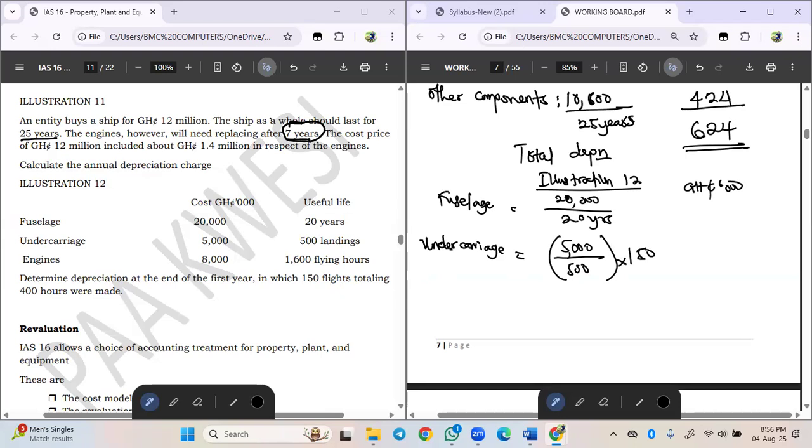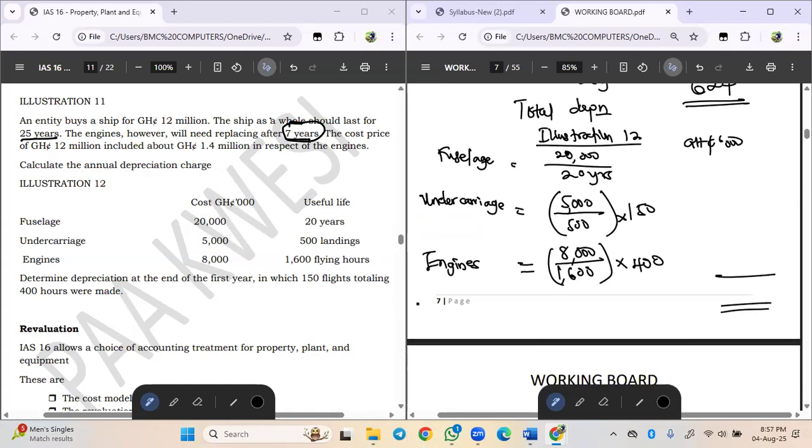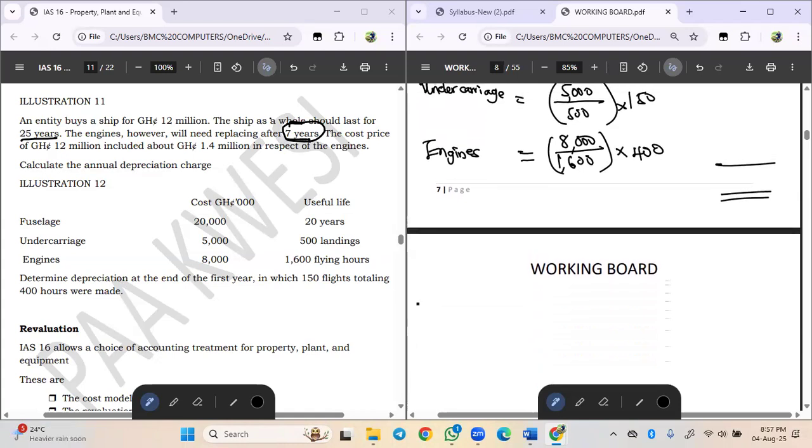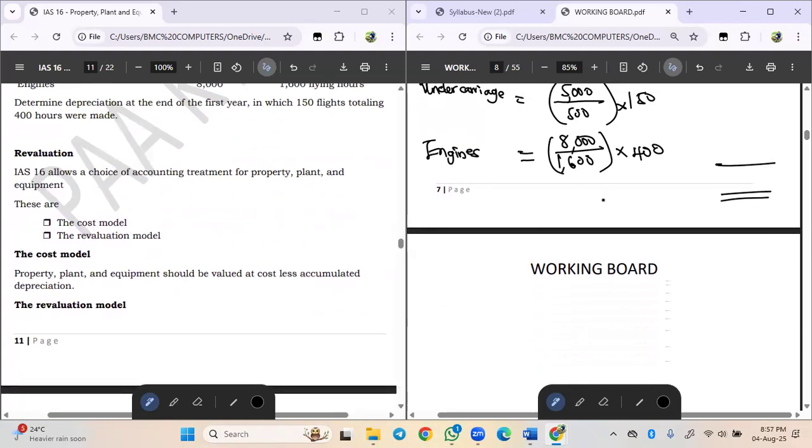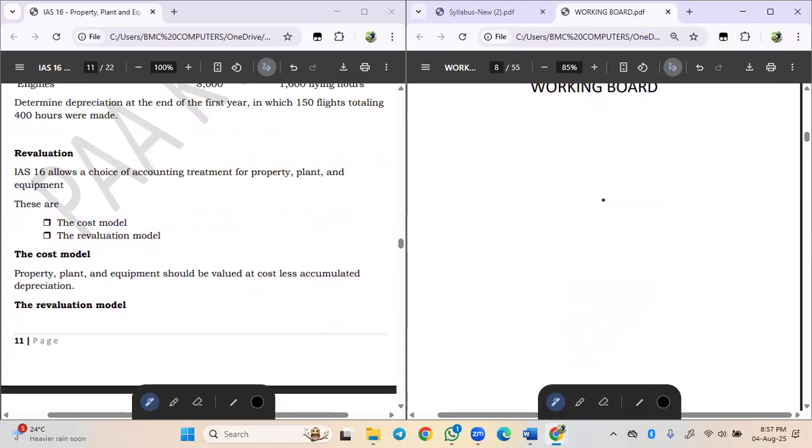So this one, just match it with the various things here. The engines will also be the cost of 8,000 divided by the number of flying hours, 1,006, times the hours made. Okay, that was 400. And so this one, just match it with the various items. So after all, you add the depreciation here. But you're not going to get this type of question even in FR. So this one is just to explain the separate components. Okay. Now let's go to revaluation.